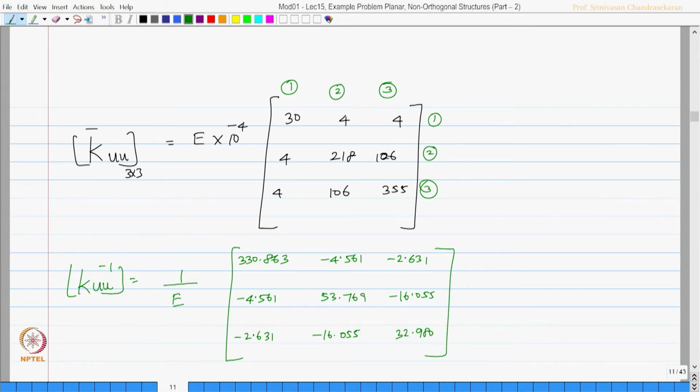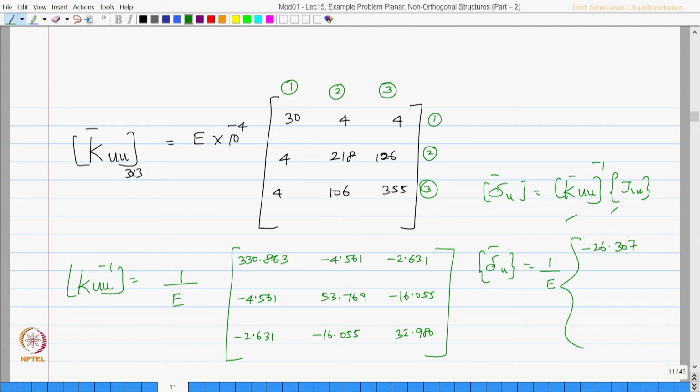Now, I do the operation of delta u bar, which will be K u bar inverse multiplied by J L u. Now, I have both of them. So, I get delta u bar as 1 by E of minus 26.307, minus 160.545 and 329.804.